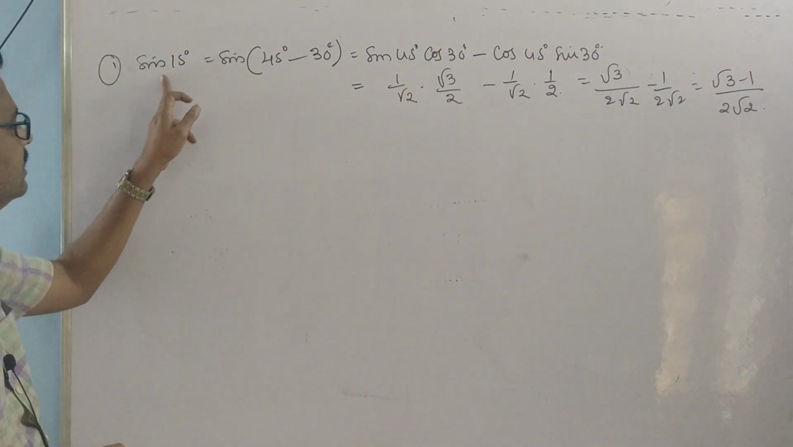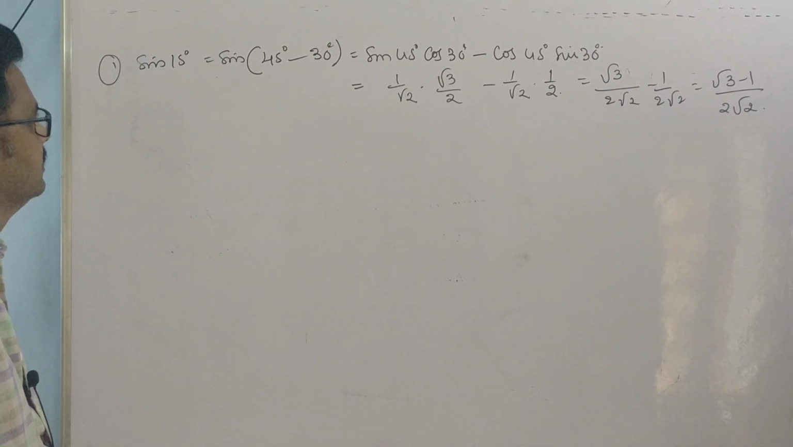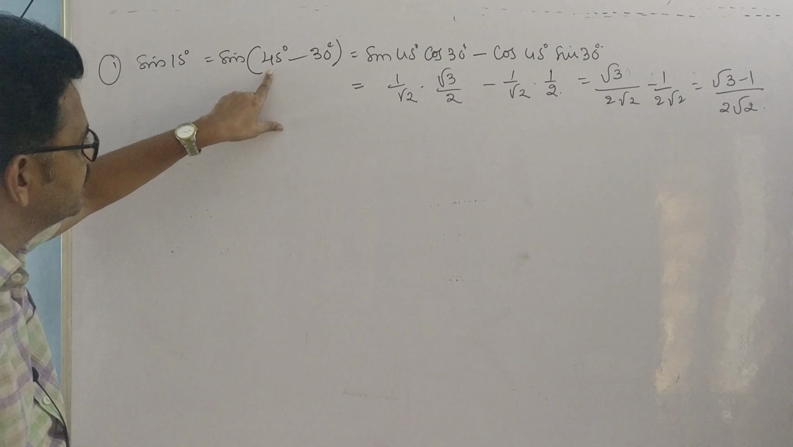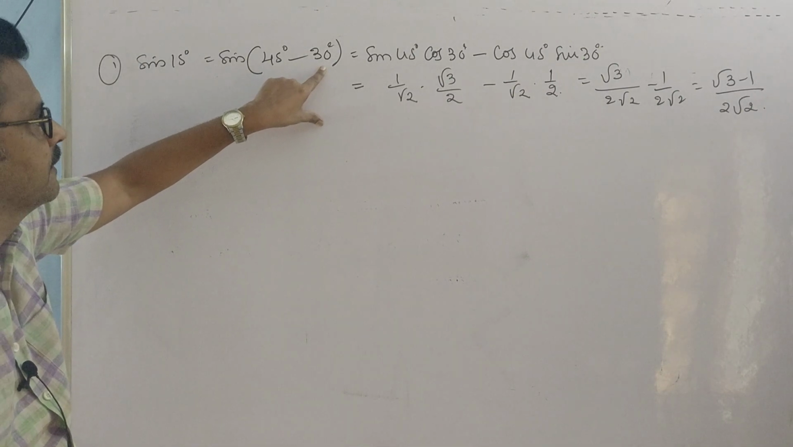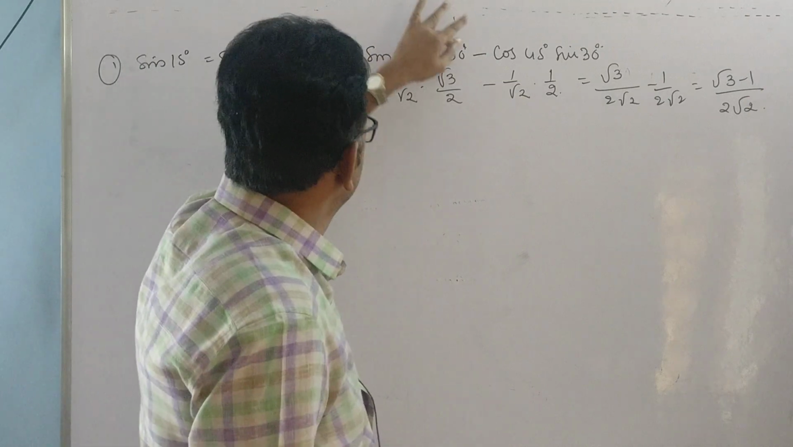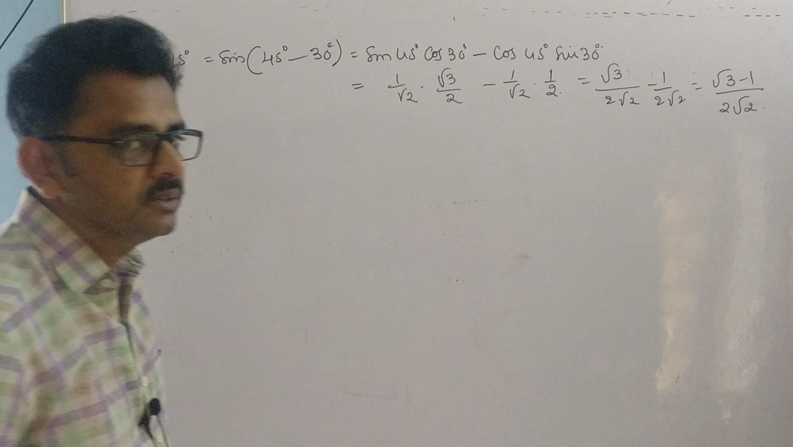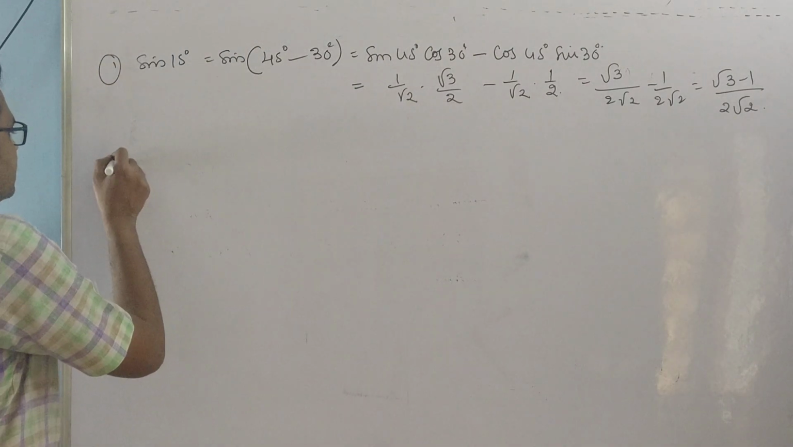So sin 15 degrees is equal to sin of 45 degrees minus 30 degrees. So this is sin A cos B minus cos A sin B. So this is root 3 minus 1 by 2 root 2.